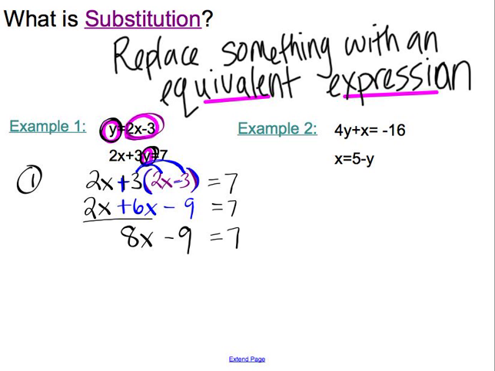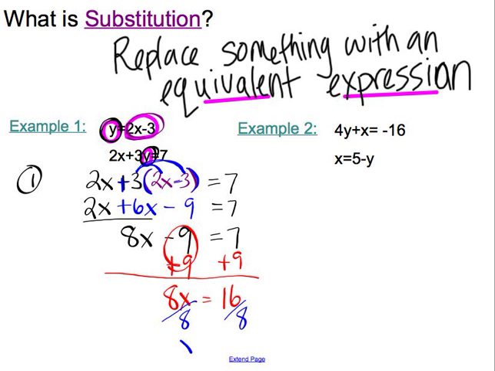And to solve this, I need to get the x's alone. I'm going to add 9 to both sides. Now my x's are alone because that made this 0, and I have 8x alone equals 16. My last and final step is to divide both sides by 8. So again, I can get 1x alone, and 16 divided by 8 is 2. And I have one of my two answers for this system. So I've solved for x.